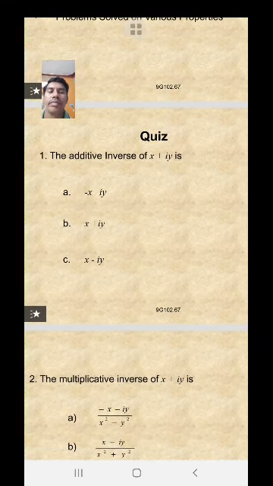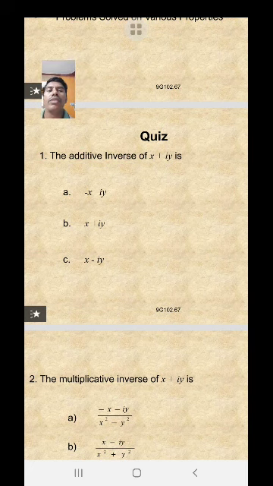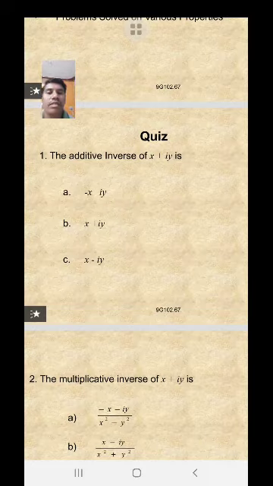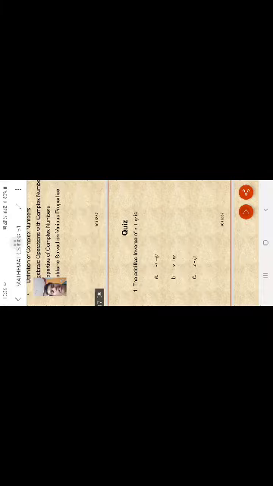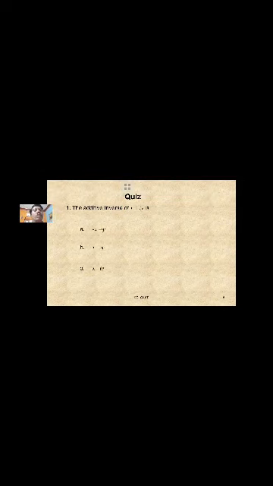Quiz. The additive inverse of x plus iy is, so these are very easy. This is a very easy question. So see, the additive inverse of x plus iy is, answer is A. So just put the negative symbol for the real part and imaginary part. That means opposite sign. Okay.